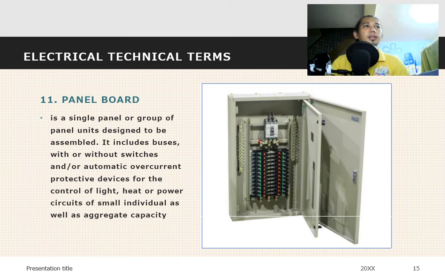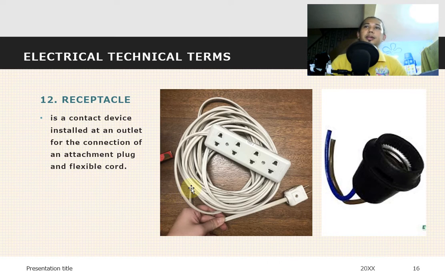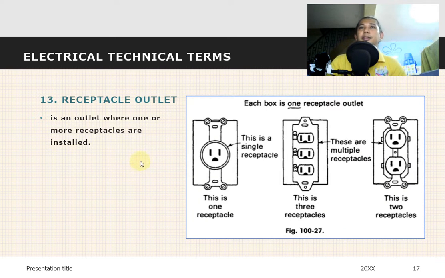So we have also here the receptacles. There are different types of receptacles. This can also be a lamp holder, or a lamp outlet, or electrical outlet. It is a contact device installed at the outlet for connection of an attachment plug and a flexible cord. So, we have also the receptacles, the actual socket itself. It's an outlet where one or more receptacles are installed. There is also a single receptacle. We have 3 or more, or 2.